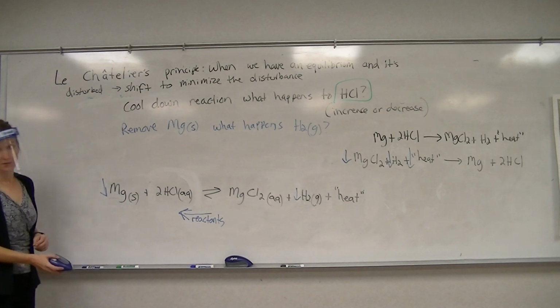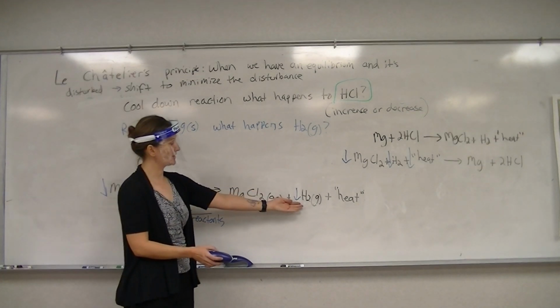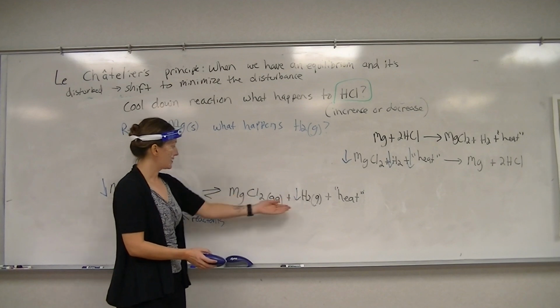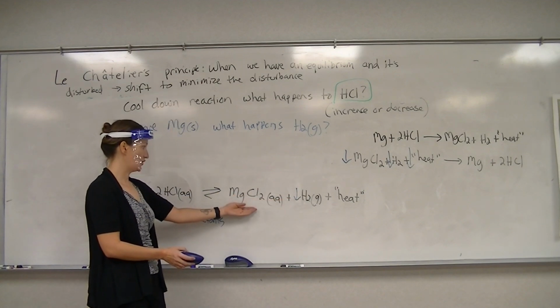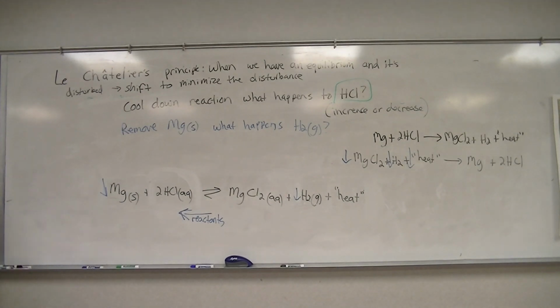But when you're decreasing this, you're decreasing the other part too. Yes, it is decreasing the other parts too. So we're not just losing some of the hydrogen gas, we're also losing some of the concentration of the magnesium chloride and some of the heat. So that's the price of trying to get it back into equilibrium.